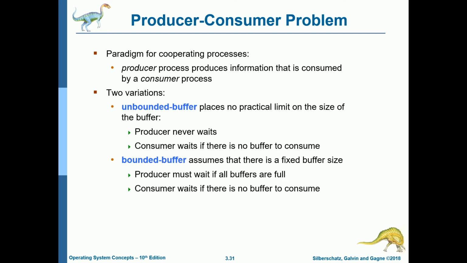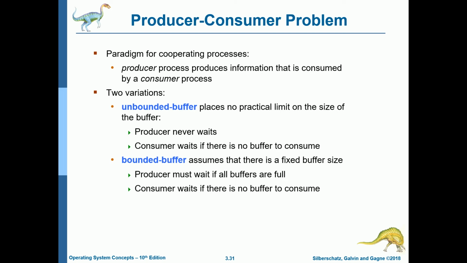In order to illustrate the concept, we establish what's called the producer-consumer problem. A producer process produces information that is consumed by a consumer process. Now, one solution to the producer-consumer problem uses shared memory. This allows the producer and the consumer process to run concurrently.